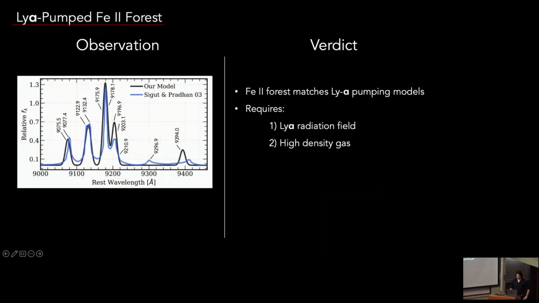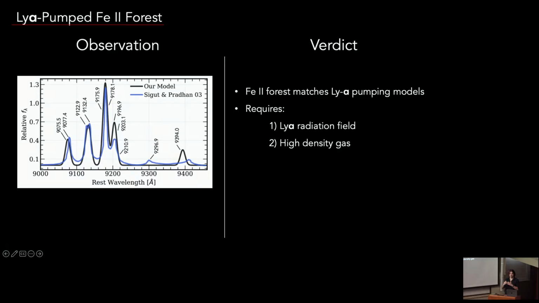The last thing I wanted to mention is iron. If we take our best fit spectrum to the iron lines, here in black, and compare it to the Lyman alpha fluorescence models, Lyman alpha pumping in iron, it's a pretty good fit, I would say, right? That again implies that there must be some kind of Lyman alpha radiation field given off by potentially the central engine, the AGN, right?